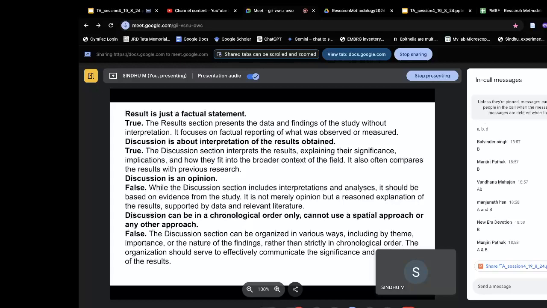If discussion is merely an opinion, then it is wrong. Opinion is not exactly the correct word, because opinion may or may not have a scientific basis, right? That's why it is not correct.